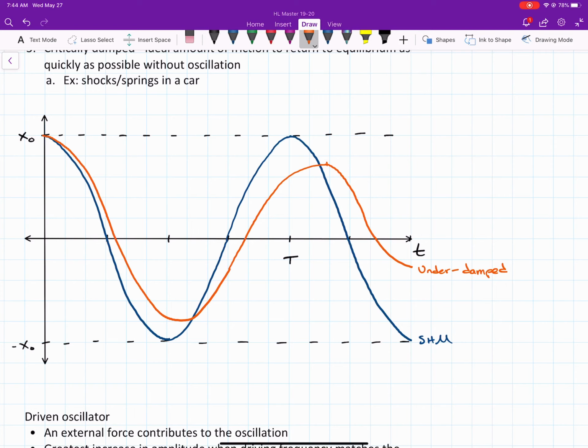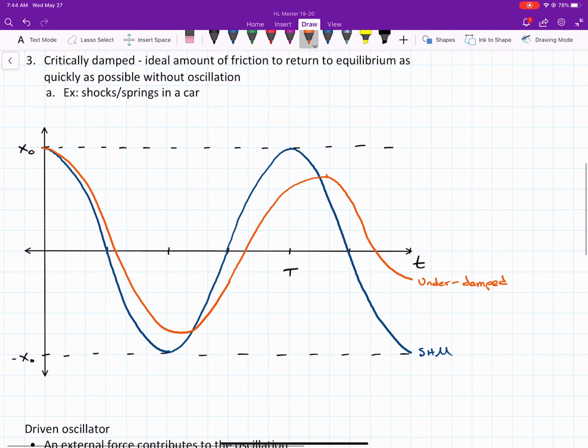So that's when there's a little bit of friction. Again, this is like any pendulum we could hang in the classroom. Eventually it would slow down and stop, and we would see that would also extend its period.